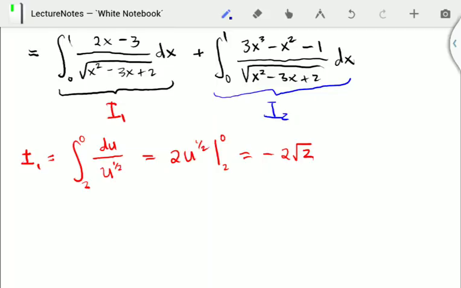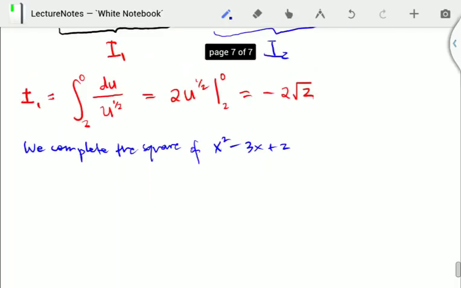So here's what we're going to do. We complete the square of the denominator x squared minus 3x plus 2, so that you will have a factor of the form something squared plus something. So how do you complete the square? You have x squared minus 3x. To complete the square, you add the square of 1/2 of the coefficient of x.